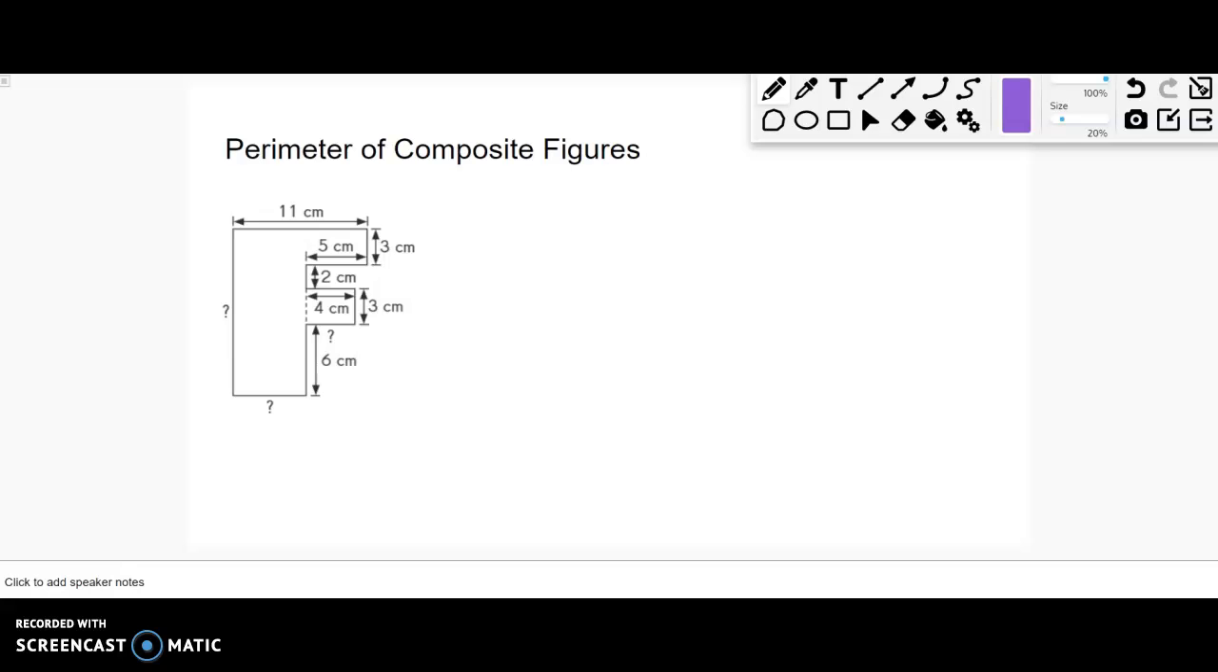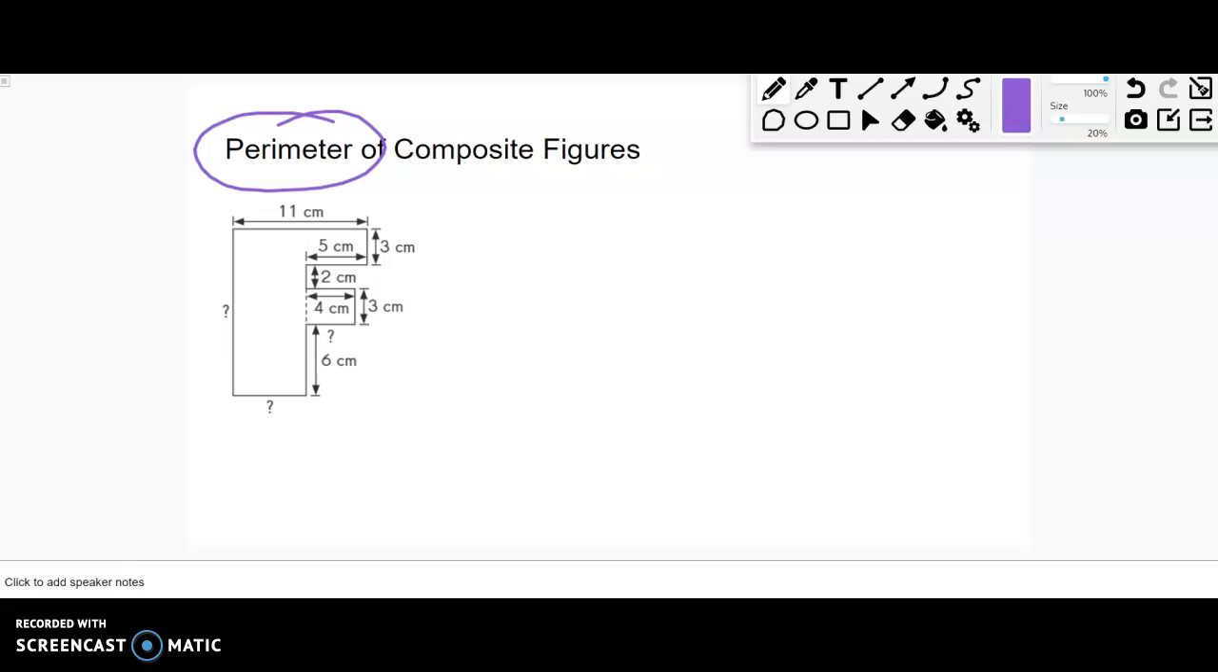In this lesson, you're going to be working on finding the perimeter of composite figures. So the perimeter is still what you've been doing, where we're adding up the outside lengths to find the distance around a shape. But the figures are going to be a little more complicated, and they're going to have some missing numbers that we're going to have to figure out.